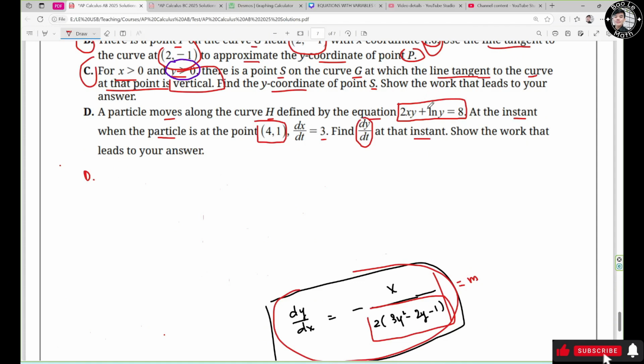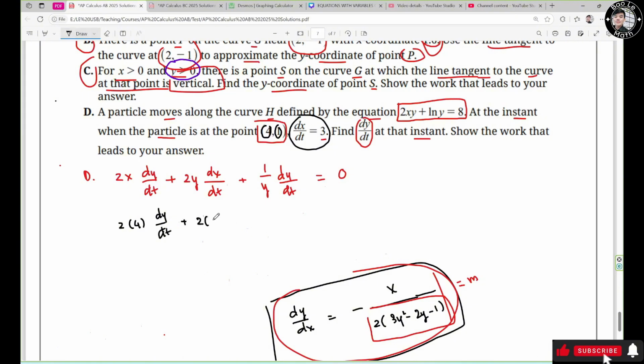Alright, so we just take the derivative of this one with respect to t, right? So we have 2s dy over dt plus 2y ds over dt, right? Plus the derivative of natural log of y, which equals 1 over y, right? So it can be 1 over y dy over dt, right? Equals the derivative of 8, which equals 0, right? Now we substitute values. s equals 4, y equals 1, ds over dt equals 3, right? So we have 2 times 4 times dy over dt plus 2 times 1 times 3, right? Plus 1 over 1 dy over dt.